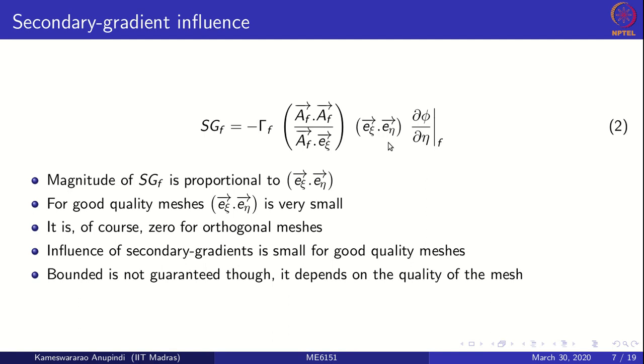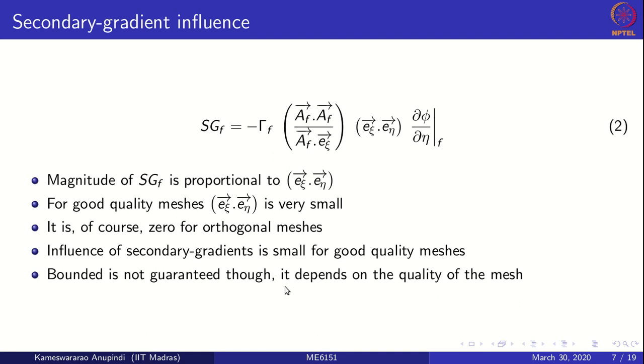But if you have a non-orthogonal mesh, and it is a good quality mesh, then this will still be very close to 0. Let's say it's 0.1 or 0.05 or something close to 0. As a result, the secondary gradient's influence will be very small on the solution for good quality meshes. So that is one reason why you should have a mesh that is as orthogonal as possible in almost all the cells, to avoid boundedness problems. Even if the effect is small, boundedness is not guaranteed because it depends on the quality of the mesh. So it is not absolute.